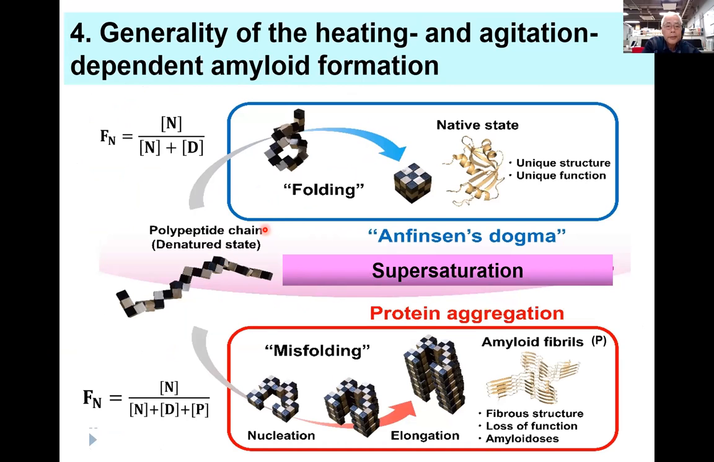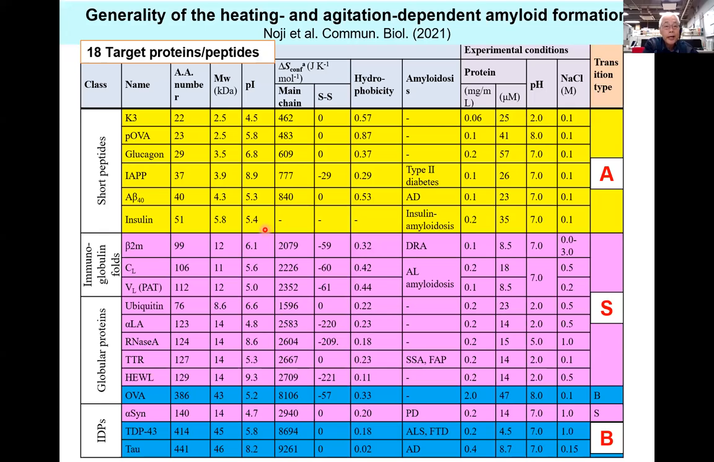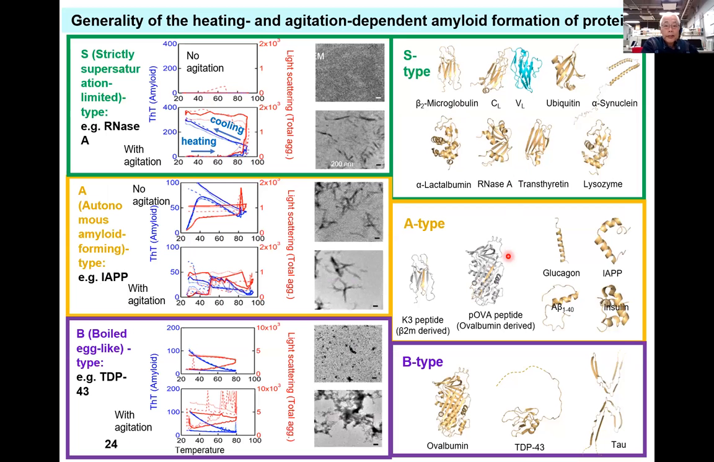And we started to check the generality with a variety of proteins, short peptides and even IDPs. These different colors, yellow or magenta and the blue, are different results. And proteins, amino acid residues, molecular weight, PI, and hydrophobicity, and the protein concentration we used, pH, and something like that.